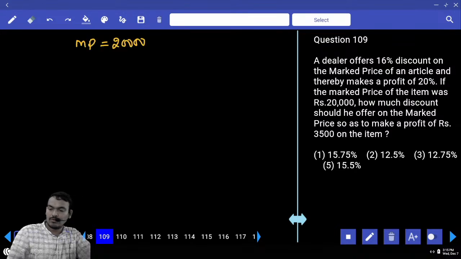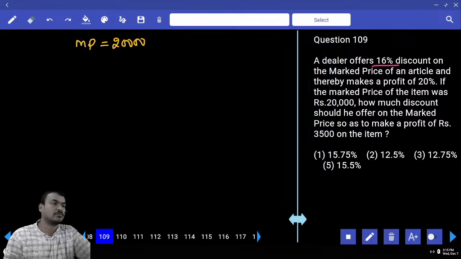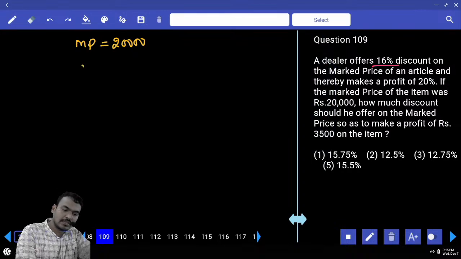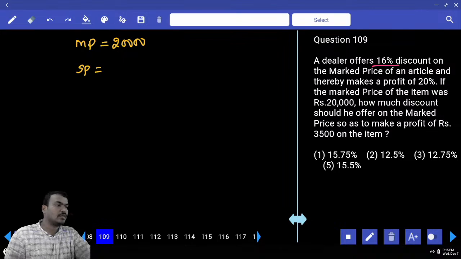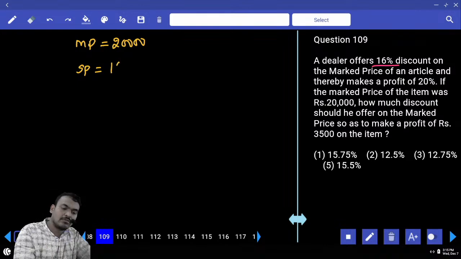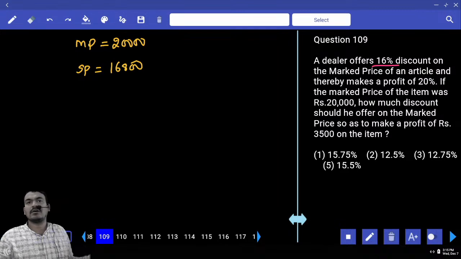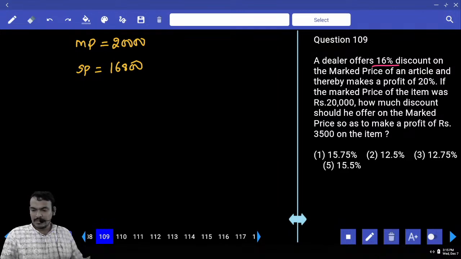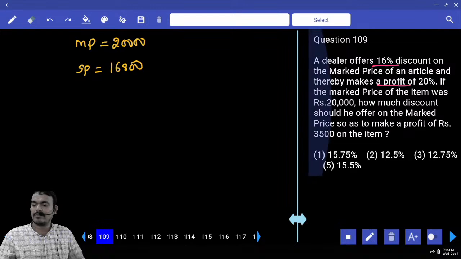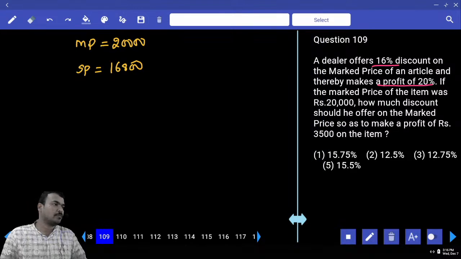20,000. Out of 20,000, how much percent is discount? 16%. Then we get the selling price. What is 16% of 20,000? 3,200. What is the remaining value? 16,800. That is selling price or cost price? Selling price. The same article is sold at a profit of how much percent? 20% profit.